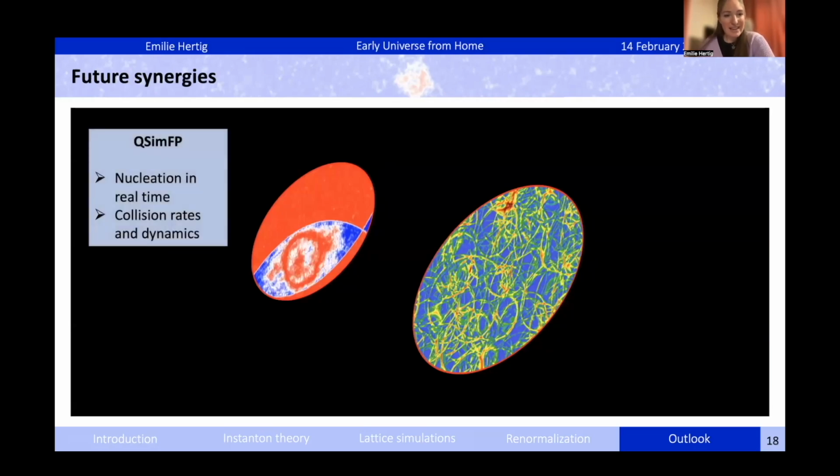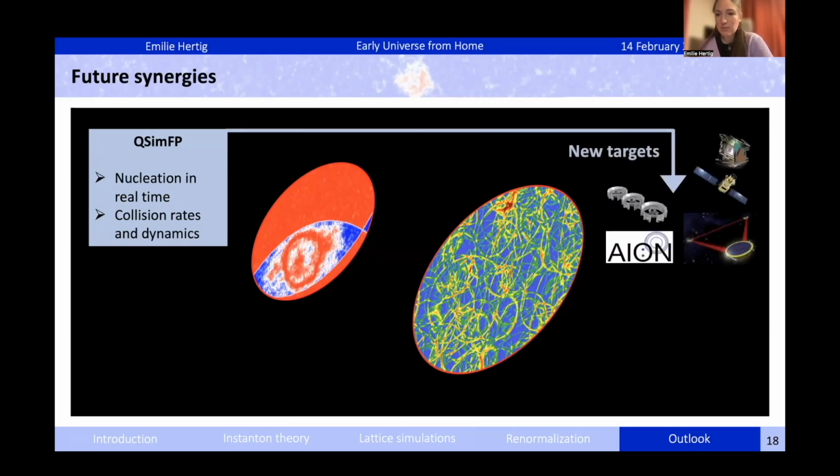If we can get an estimation of nucleation rates, of the dynamics of nucleation in real time, and the dynamics of bubble collisions, then we can make new predictions and set new targets for the really sensitive instruments that are coming up in the next few years and in the next decade. For the CMB, we've got the Simons Observatory, CMB-S4, LiteBIRD. For gravitational waves, we have LISA that has just been approved, as well as atom interferometers that will probe the gap between LIGO and LISA.